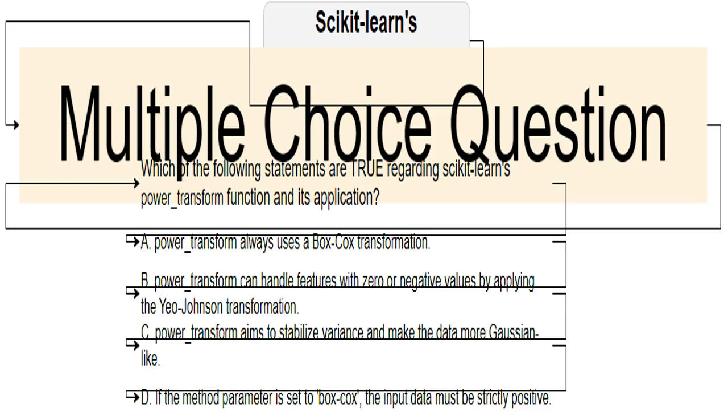This is a multiple-choice question about scikit-learn's power_transform function, a tool used in data preprocessing to make data more suitable for machine learning models. The question tests understanding of how power_transform works and its capabilities. Let's explore what the question is asking.